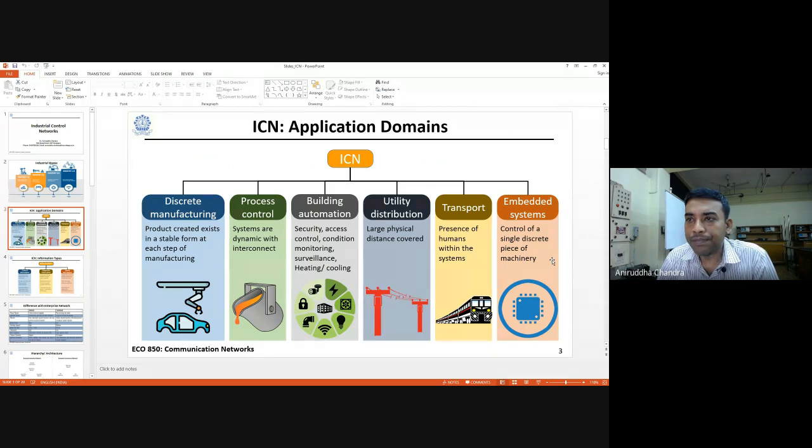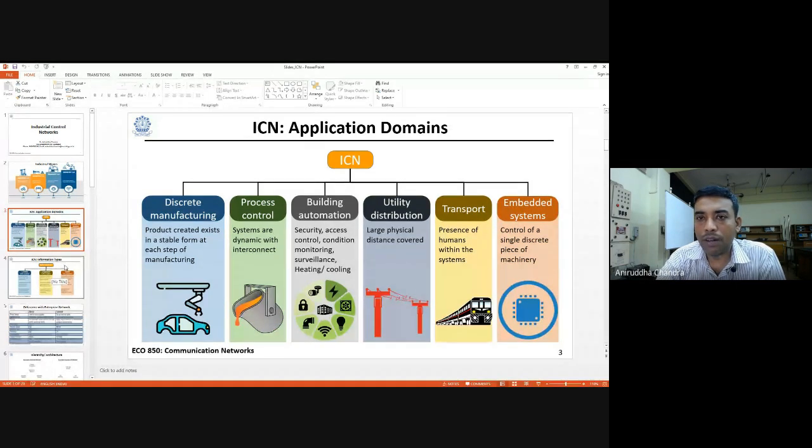Now, obviously, in discrete manufacturing, we can have a conveyor belt kind of things, and in process control, we have like the steel plants and so on. Building automation includes IoT and other kind of surveillance and security systems. Utility distribution includes power grid. Transport includes many different forms of transport. And finally, the embedded systems, where probably electronic things are integrated into a small system. So in all these domains, we can have the application of industrial control networks.